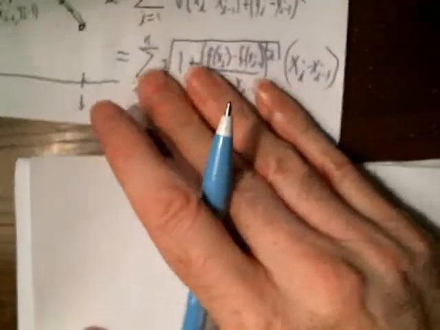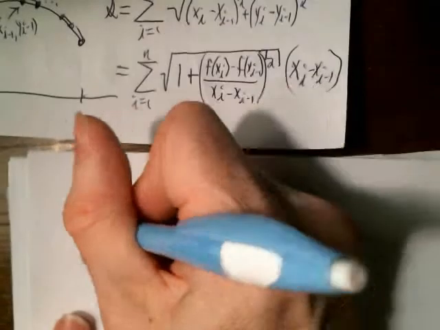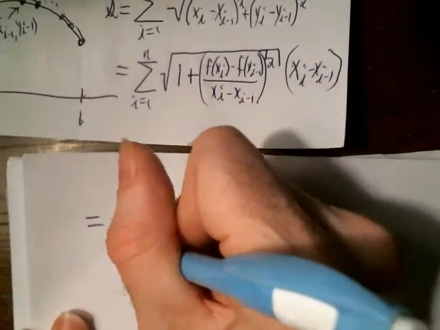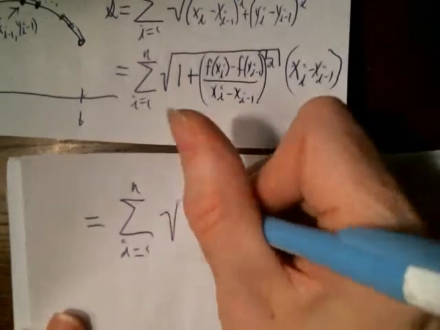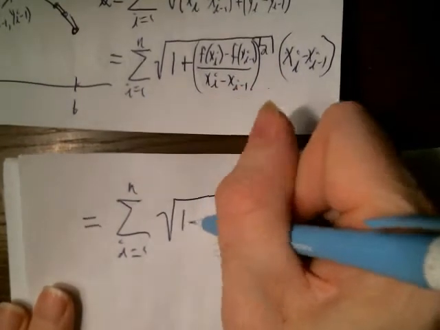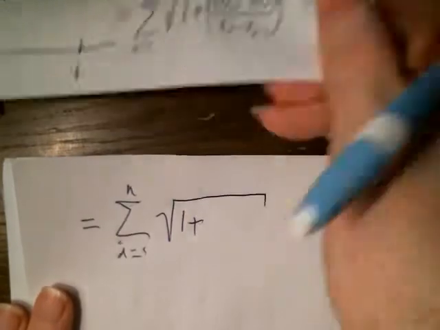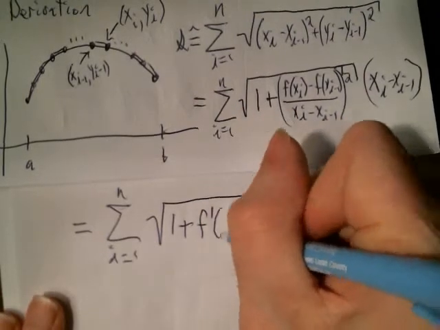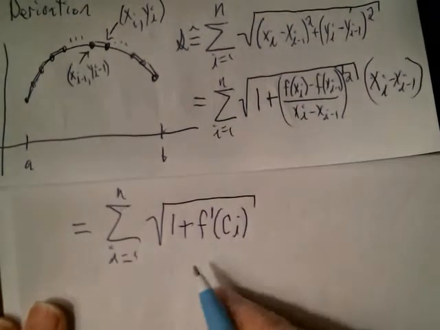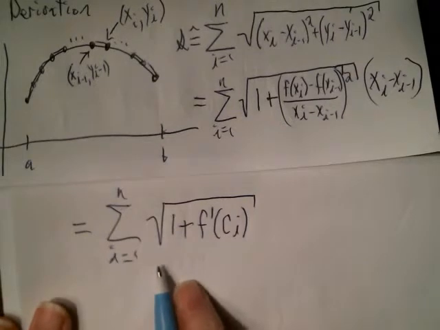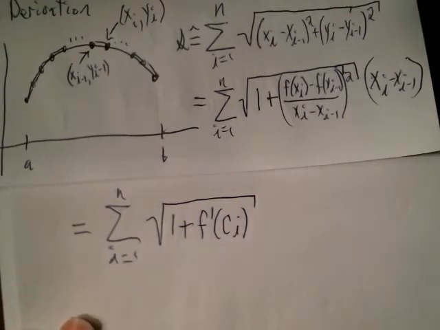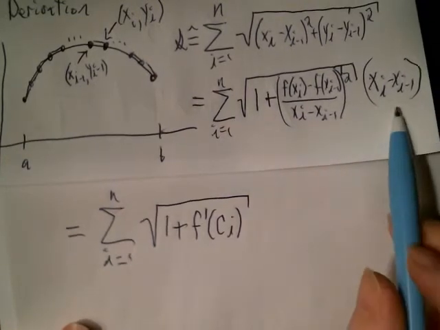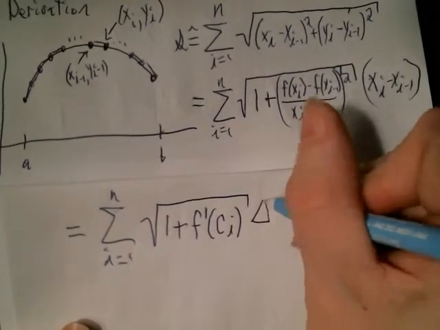And then this thing is a change in x element, and we'll have a Riemann scenario going on here. So this thing will become the sum of i equals 1 to n of the square root of 1 plus, and we could replace this business via the mean value theorem with the derivative of the function at some c sub i in the interval between x sub i minus 1, y sub i minus 1 and x sub i, y sub i. And then times this other thing, which we could just call change in x.